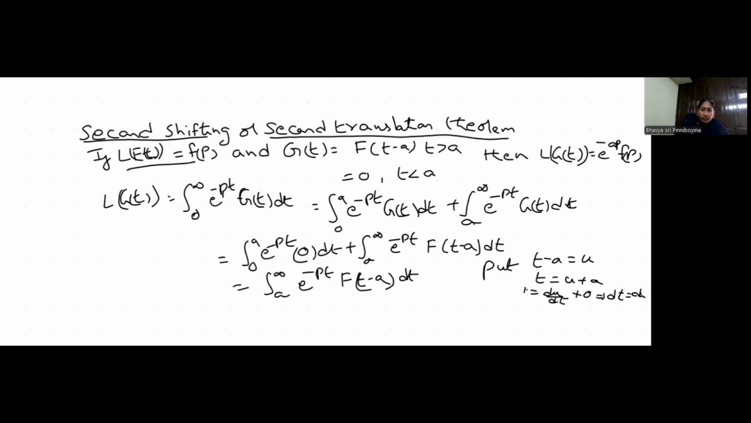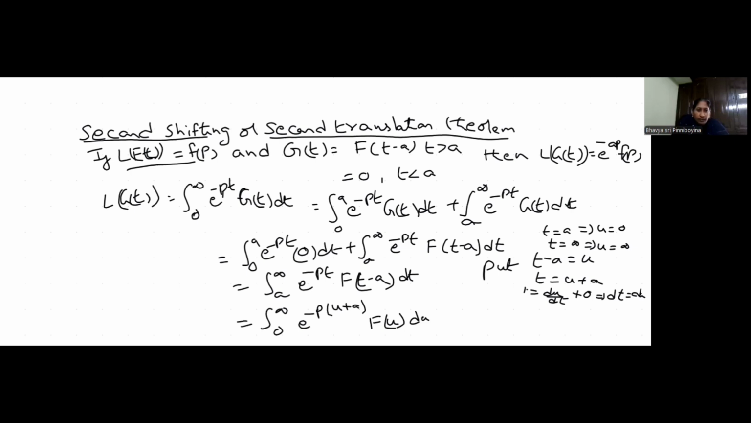If we take t equal to a, we get u equal to 0. If we take t equal to infinity, we get u equal to infinity. Then the integration turns into 0 to infinity e power minus p into u plus a, f of u, du, where we have substituted u and dt means du.